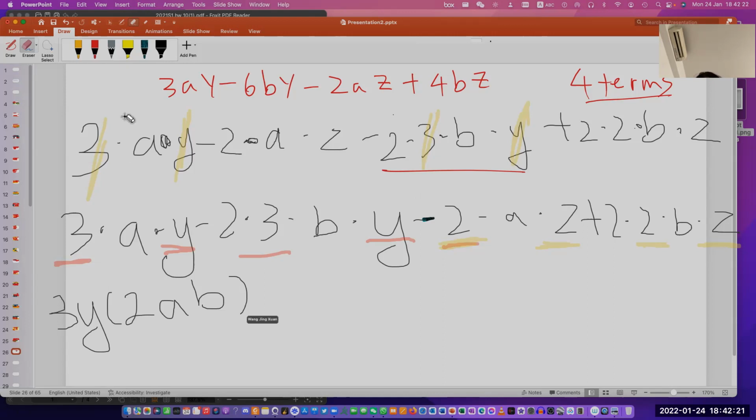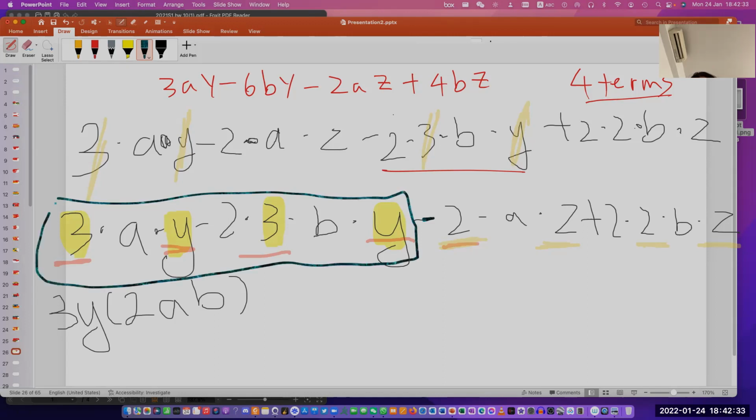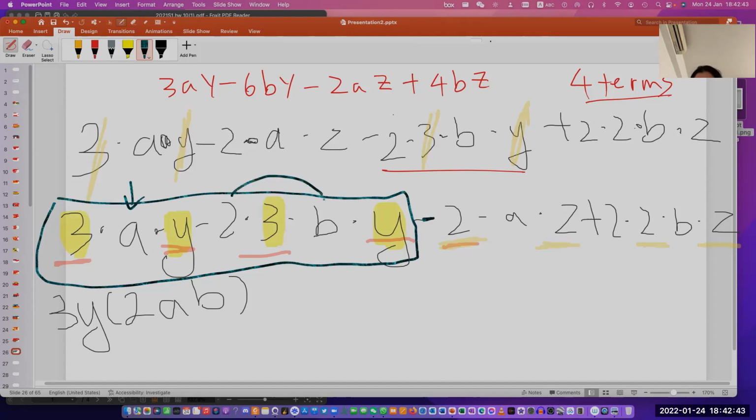Hold on, you take out the 3y, what do you end up with? So your focus should be this one. Don't look at anything at the back. If you have taken out 3y, what is left? A is left here. If you take out 3y from the second term, you will end up with the 2b. And then this is split by the minus sign. You can test yourself. You open the bracket, do you get back the original?